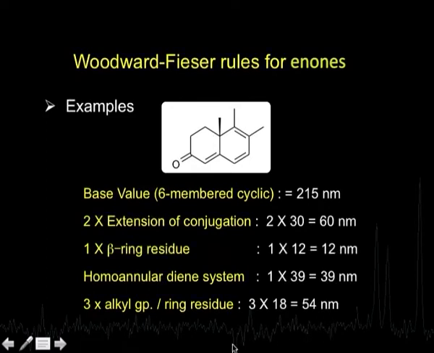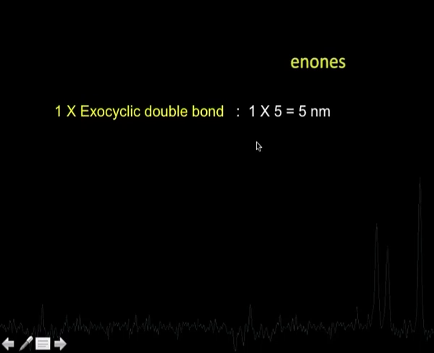In addition to this, we find that there are three double bonds here. Out of these three double bonds, this one is exocyclic to this ring, so this will also contribute. This will contribute a value of about 5 nanometers. So if I add them all together, the calculated value for this molecule happens to be 385 nanometers.